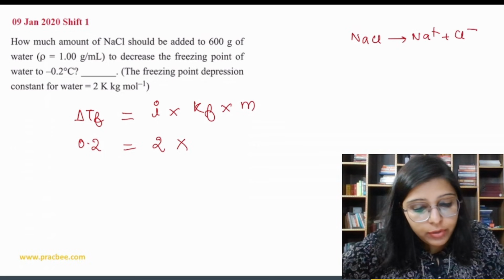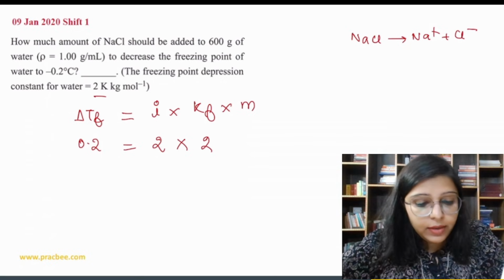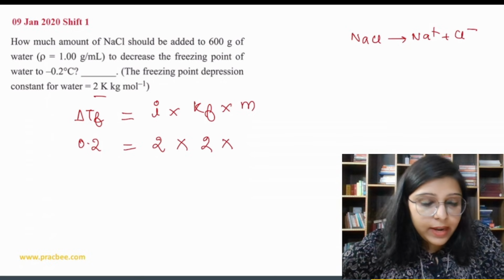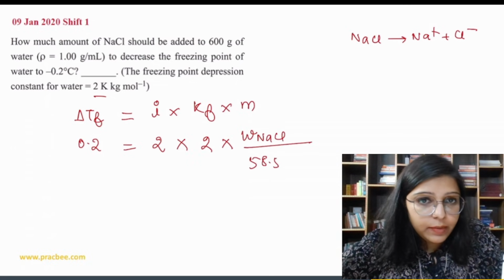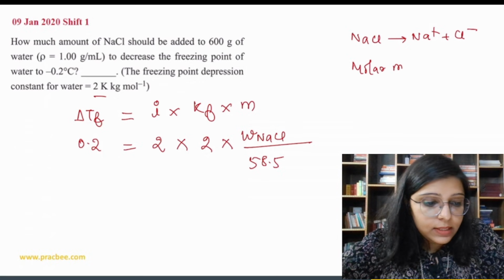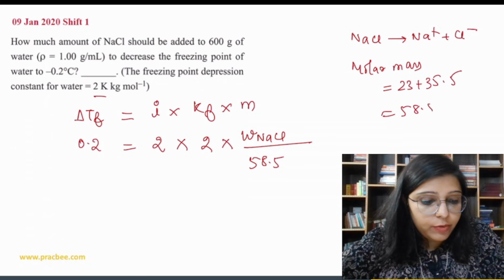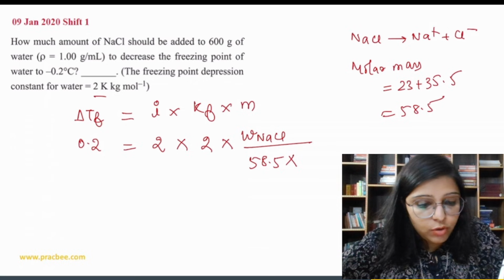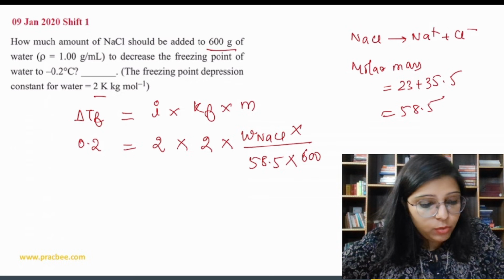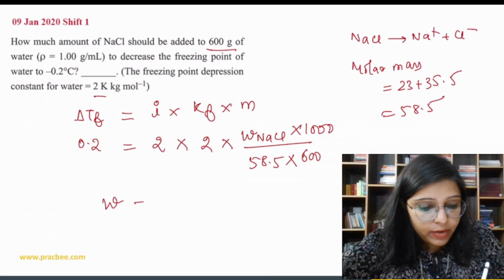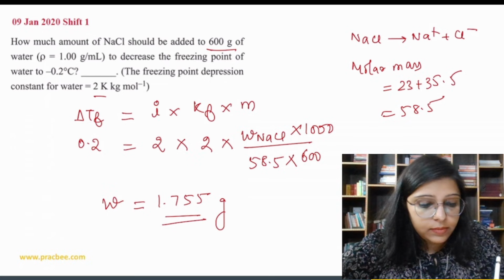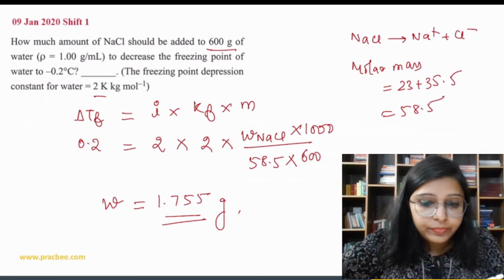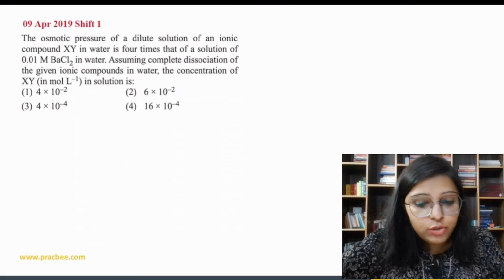KF value you have to take 2. It is given. And molality, how much amount of NaCl? So mass of NaCl divided by molar mass of NaCl, which is 58.5. Molar mass of NaCl is 23 plus 35.5, which is equal to 58.5, into mass of solvent 600 into 1000. So from here you can find out W, which is 1.755, right? So that is the answer. Okay. Clear? Now let's do the next question.